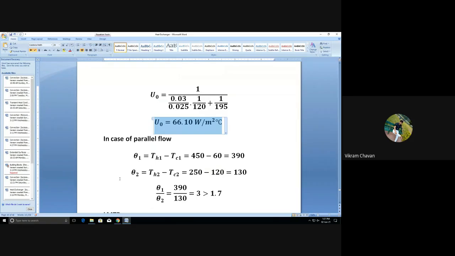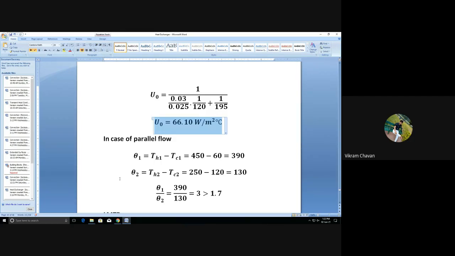So in parallel flow, theta 1 is given as Th1 minus Tc1, and theta 2 is given as Th2 minus Tc2. Th1 is 450 and Tc1 is 60, so 450 minus 60 gives theta 1 as 390. Theta 2 will become Th2 minus Tc2, which is 250 minus 120, so we will get 130.